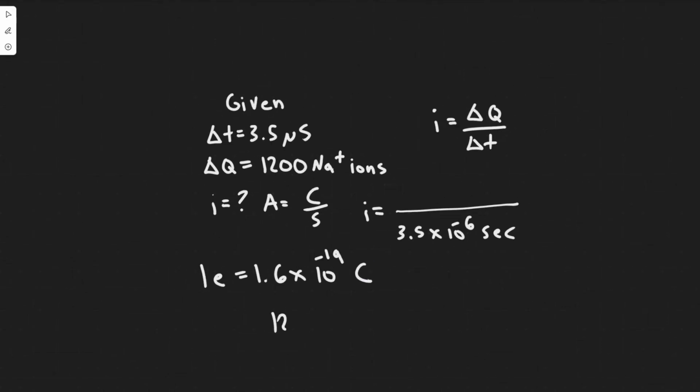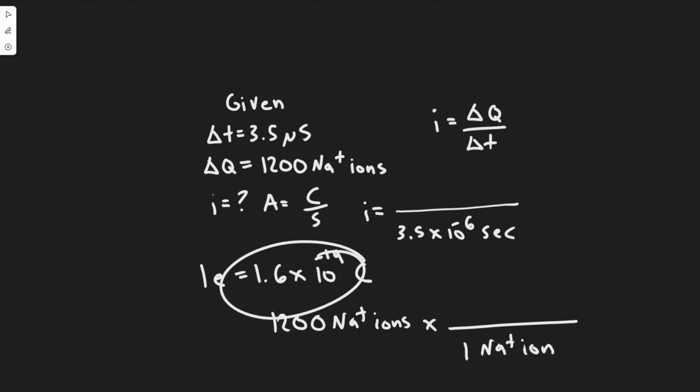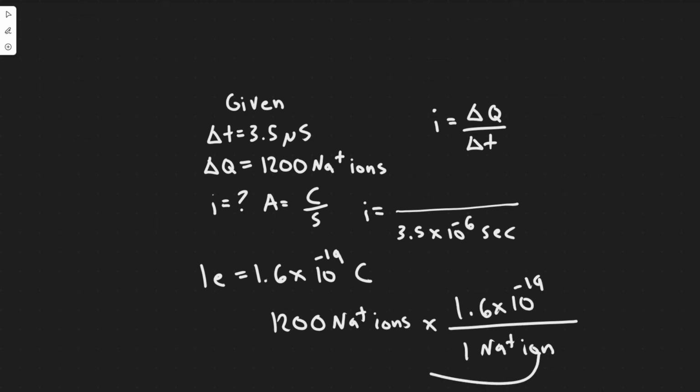So we have 1200 Na plus ions, and for every one Na plus ion, we have this charge, because one of these is equal to an electron, and an electron has that charge. So basically, that's going to allow us to convert to coulombs. You're just going to do 1200 times 1.6 times 10 to the minus 19. So you're going to get, and I'm just going to write it here, 1.92 times 10 to the minus 16.